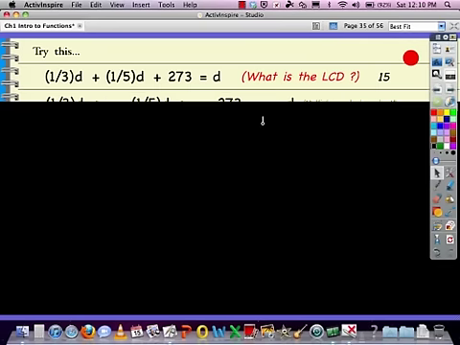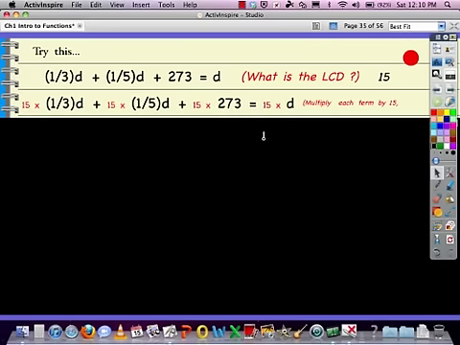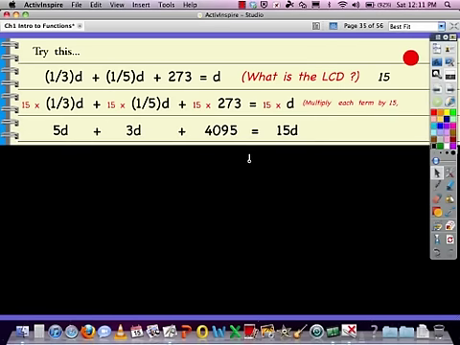So if we now multiply each term in that equation by 15, you are going to see on the next line that your fractions go away and you should be left with some nice workable whole numbers. So 1/3 of 15, 1/5 of 15, 15 times 273, nice whole number. 15 times D already is a nice whole number. So let's look and see what remains. 5D plus 3D plus 4095 has to equal 15D.